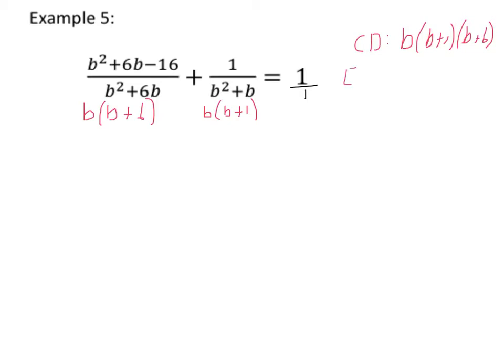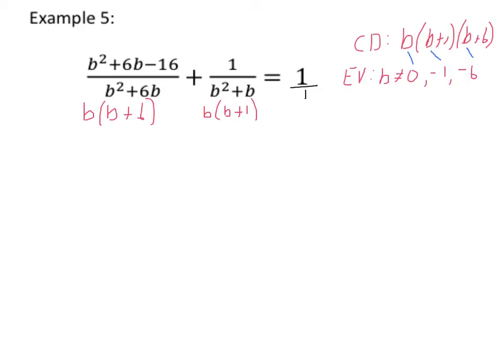So once we have our common denominator, we have to consider what our excluded values would be, and that means b cannot be 0, -1, or -6. 0, of course, would cause that b to become 0, -1 would cause that binomial to become 0, and -6 would cause that binomial to become 0. So on to getting a common denominator.